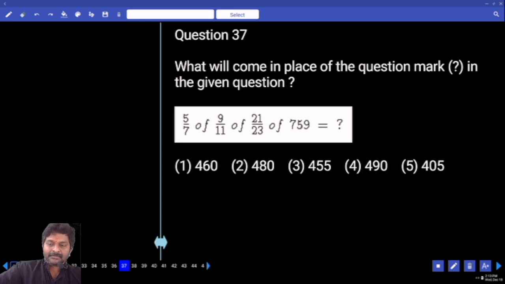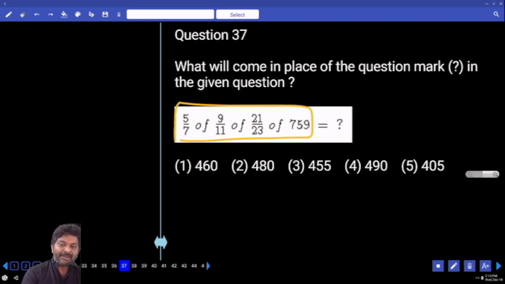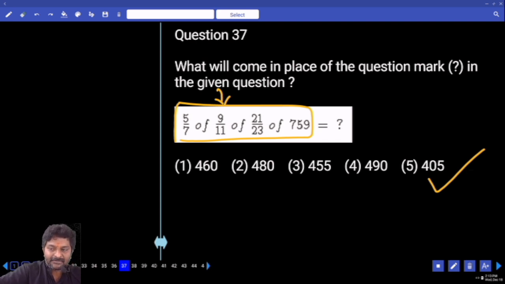Is it clear? Right. Now, this is the value we have to find out. Interesting number 9. In the denominator, we have 3 numbers, 7, 11, 23. All are prime numbers. So none of the numbers are 9 multiples. So your answer must be a 9 multiple. Go to the options. How many 9 multiples are there? Which option? Fifth option is a 9 multiple.